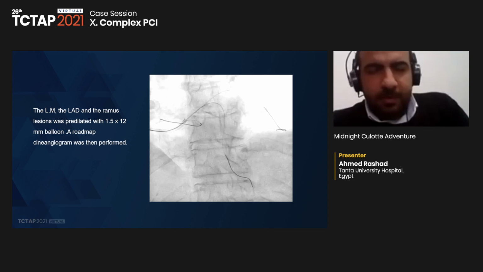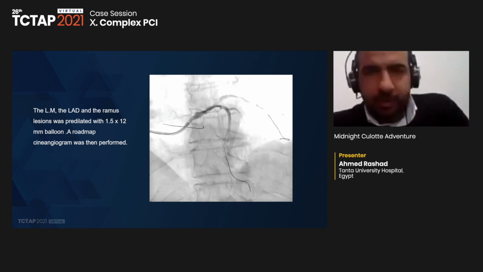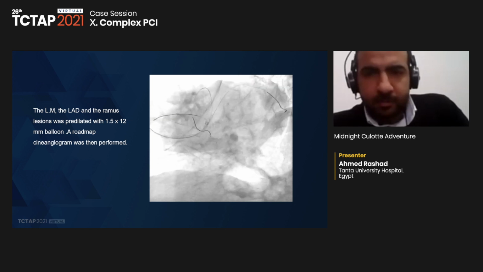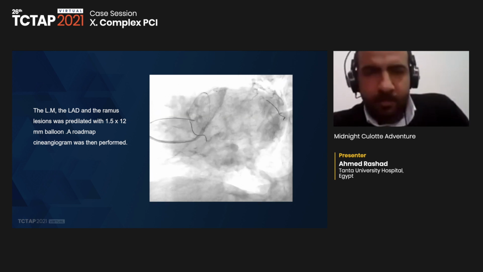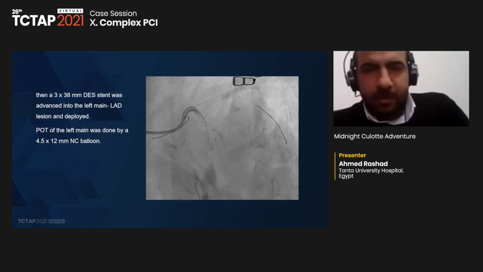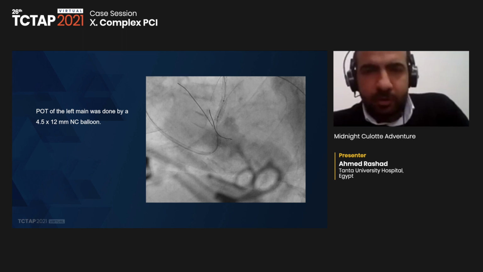Then the left main, the LAD and the ramus lesions were pre-dilated with a 1.5 by 12 non-compliant balloon, and this is the result after pre-dilatation. Then we proceeded to placement of a drug-eluting stent, 3 by 38, to the left main LAD and it was deployed, and multiple projections were taken to confirm its position and the coverage of the lesion. Then proximal optimization of the stent in the left main was done by NC balloon 4.5 by 12.